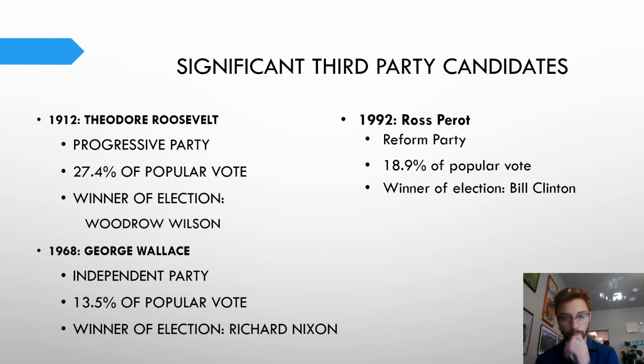And we fast forward a bit through 1968, during the significant fight for civil rights and that conflict, we see George Wallace running on a pro-segregationist platform through an independent party who obtained 13.5% of the popular vote in that election, which resulted in the winner of the election being Richard Nixon.